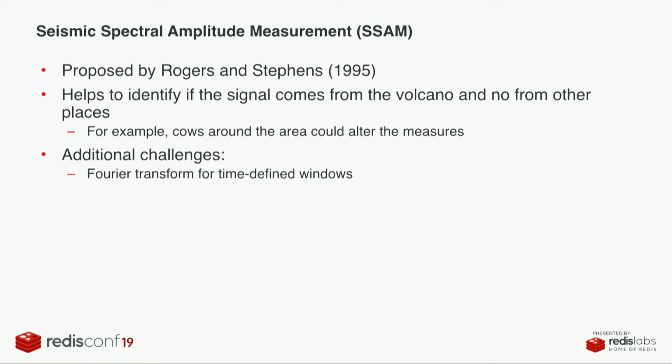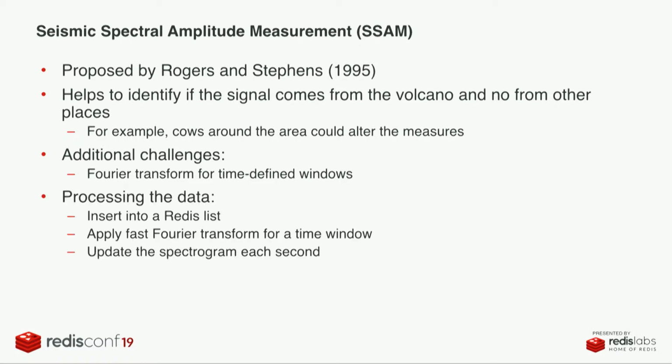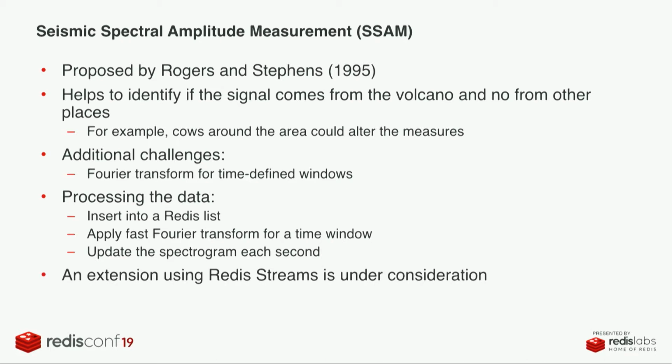An additional challenge is that we need to do a Fourier transform for time-defined windows. To solve that, we process the data, inserting the offline data in a Redis list. After that, we apply the Fourier transform for a time window. The time window is just a second or something. And we could update the spectrogram each second after we complete the Fourier transform. In that case, we are considering using Redis streams. And since today I learned about Redis Gears, actually Redis Gears could be applied in that case.